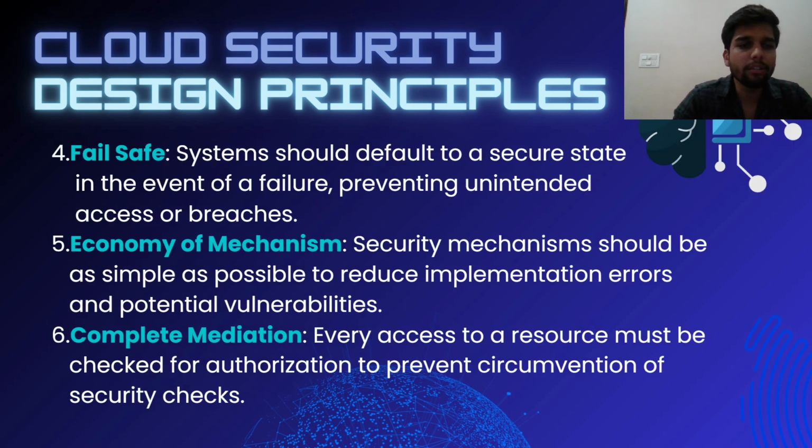Next we have fail safe. Systems should default to a secure state in the event of a failure, preventing unintended access or breaches. If your system has failed or is down, or your internet is down, this prevents our data and information from unintended access or breaches during a system failure or a cloud computing infrastructure failure, right?